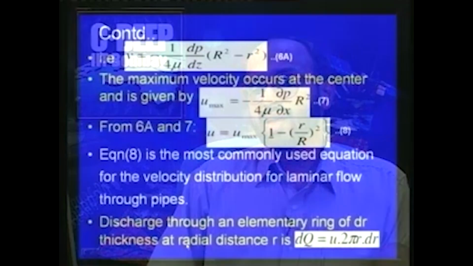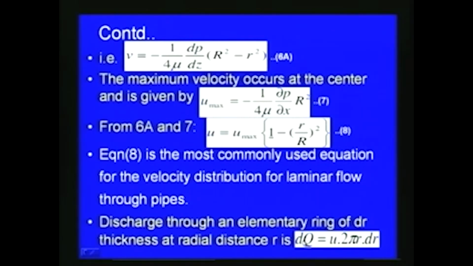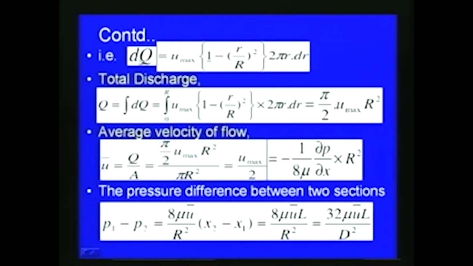So, now once we get the velocity distribution, we can find out the discharge. The discharge through an elementary ring of dr thickness at radial distance r is dq is equal to u into 2 pi r dr. So, after we substitute for u, dq is equal to u max into 1 minus (r by R) whole square into 2 pi r dr. So, total discharge we can get by integrating dq, that is integral 0 to R of u max (1 minus (r by R) whole square) 2 pi r dr, that is equal to pi by 2 into u max R square.